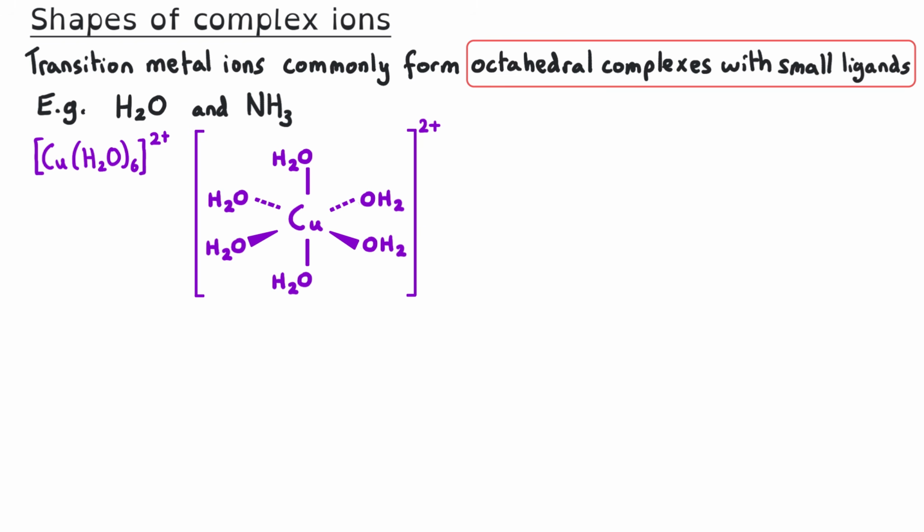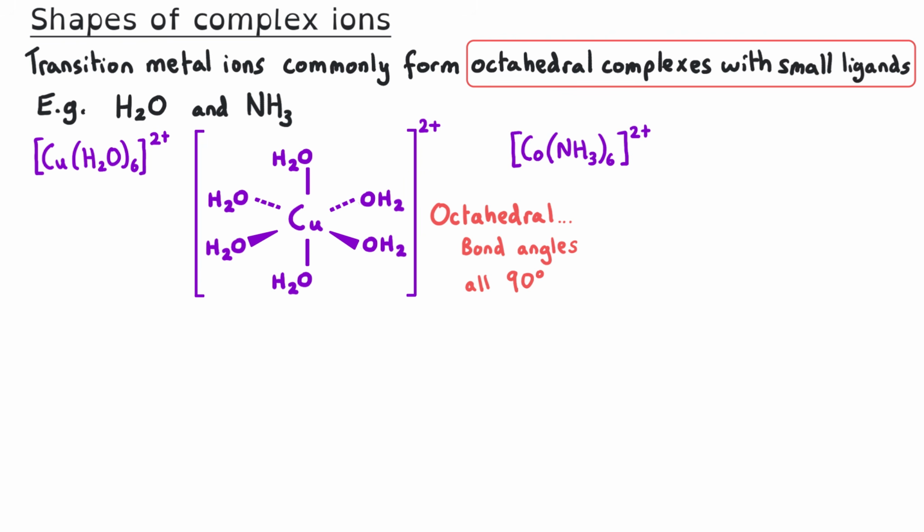You need to be able to draw complex ions like this, giving a clear indication of the spatial arrangement of those bonds and those ligands. We need to show the square brackets around the outside and the overall charge that's being carried by this complex. Another example is this cobalt complex with 6 ammonia ligands.